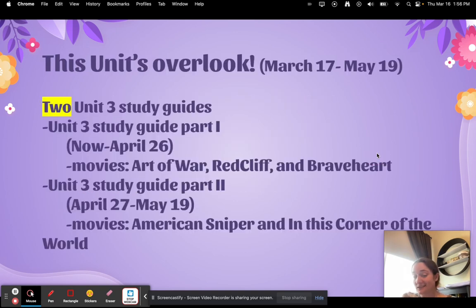So before we get into the notes today, I want to look at Unit 3 as a whole. You're going to actually have 2 Unit 3 study guides. There's this one that you have access to right now, which is Unit 3 Study Guide Part 1. So that is now through April 26th. And then you're going to have Unit 3 Study Guide Part 2, which is going to be from April 27th to May 19th.